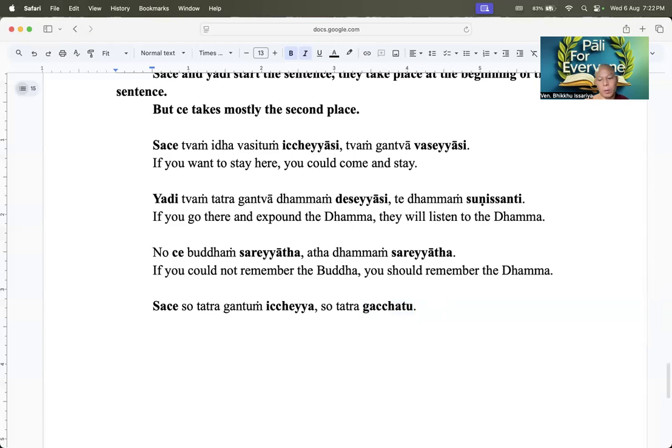So if he wishes to go there, so now because of your optative verb, imperative, let him go. In this way also it can be understood. So these are the usages of the optative verb with the sa, j, and the yeti. Okay, sa, j, and the yeti.